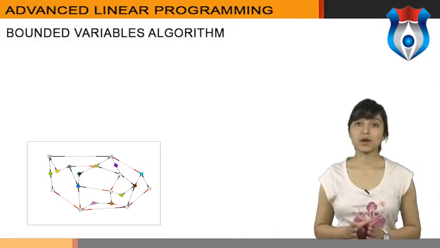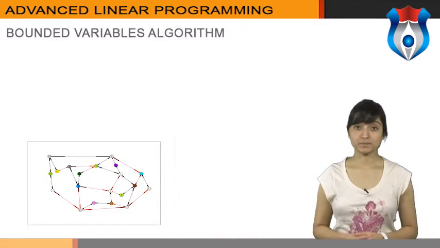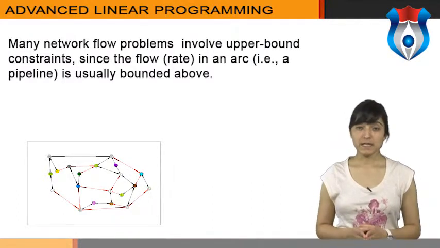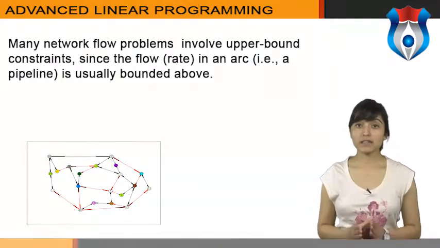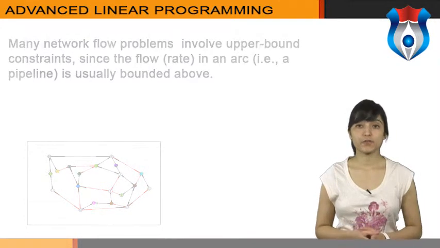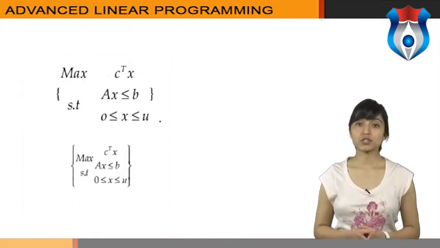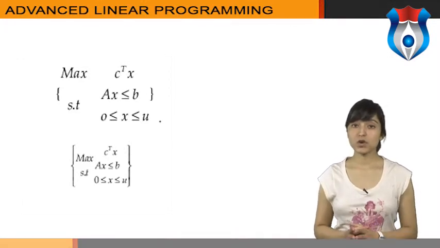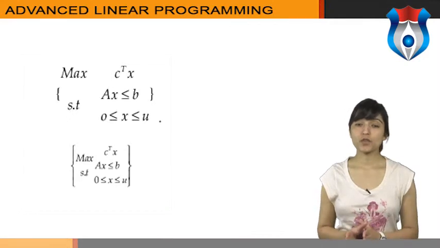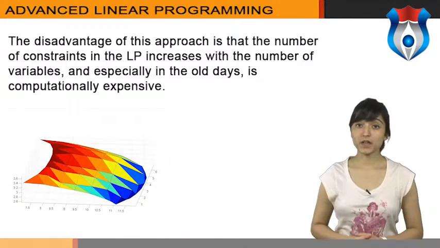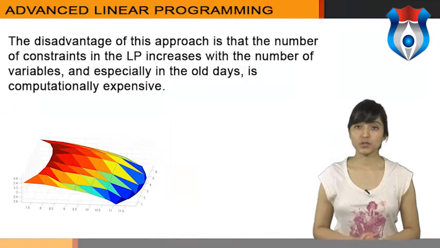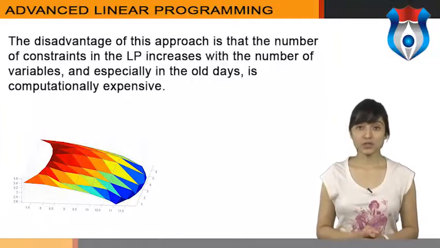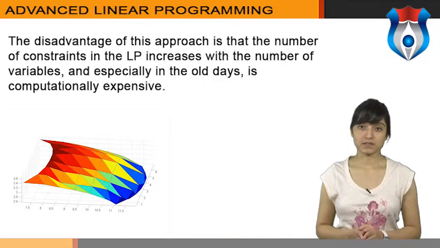Here we will discuss the bounded variables algorithm. Many network flow problems involve upper bound constraints, since the flow rate in an arc, that is a pipeline, is usually bounded above. A straightforward method to solve the problem is to absorb the upper bound constraints into the set of functional constraints to form a new problem. The disadvantage of this approach is that the number of constraints in the LP increases with the number of variables, and especially in the old days is computationally expensive.